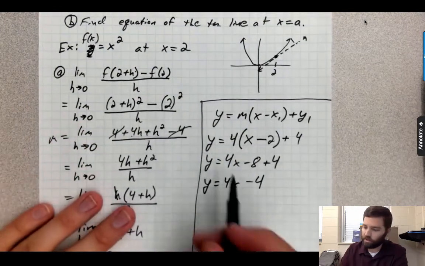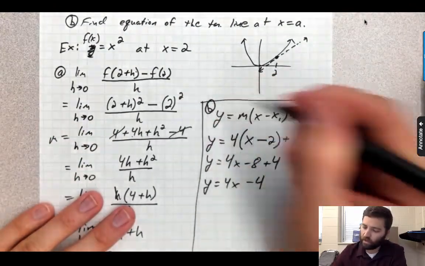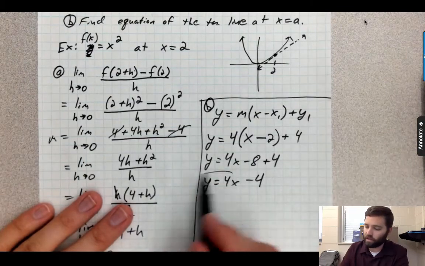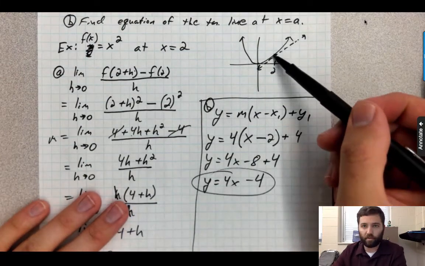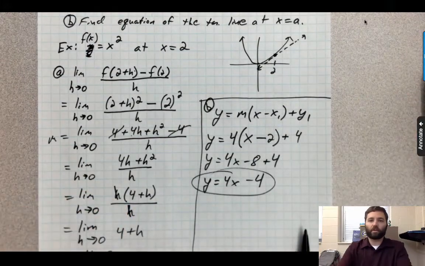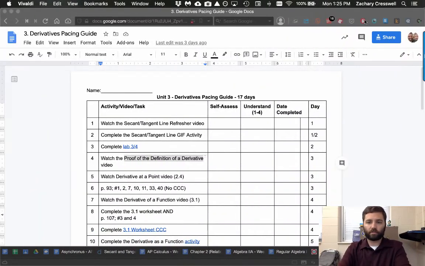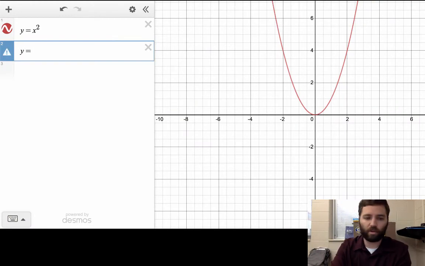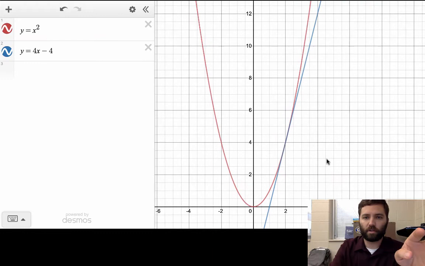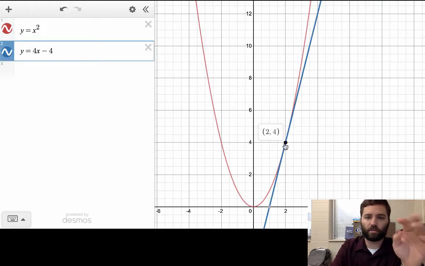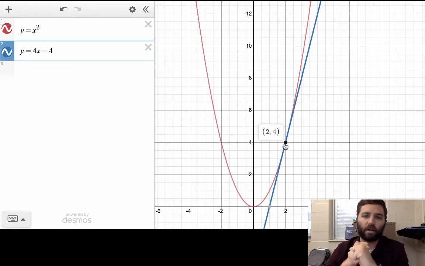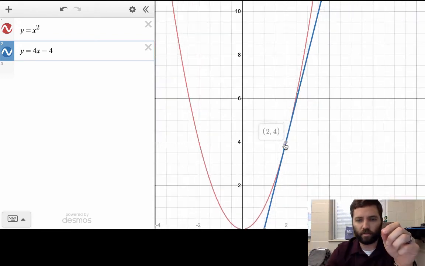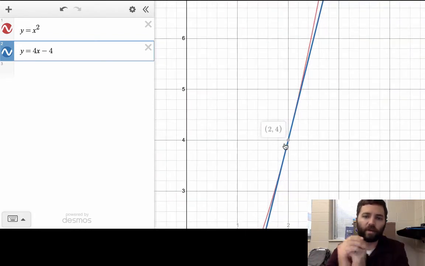All right, so this is part B. There's the equation of the tangent line through the point 2, 4 on the curve x squared. Let's double check. Our equation of the tangent line was y equals 4x minus 4. And there you can see pretty clearly that there's the point 2, 4. The line is the tangent line. We can zoom in if you want, but anyway, that is the equation of the tangent line.